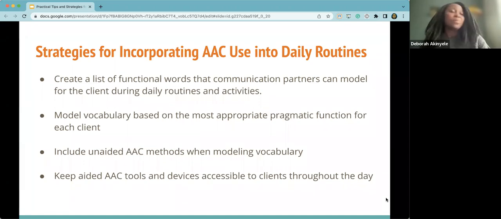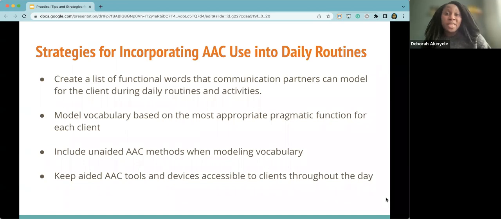In some instances, parents and caregivers are concerned about providing access to AAC tools and devices when what clients want to do is just push buttons and not necessarily use it for communication. One of the things that I found is that clients who really have the opportunity to engage with their tool or device outside of the more structured opportunities for communication were more likely to engage with it across the board.